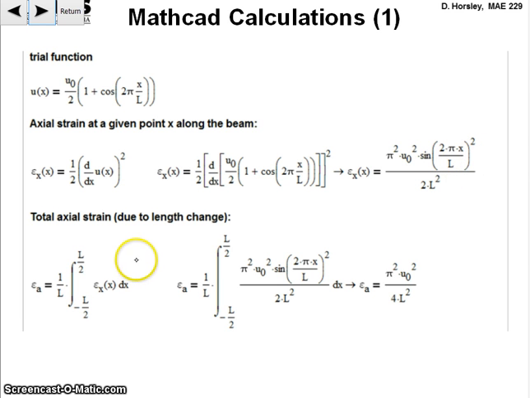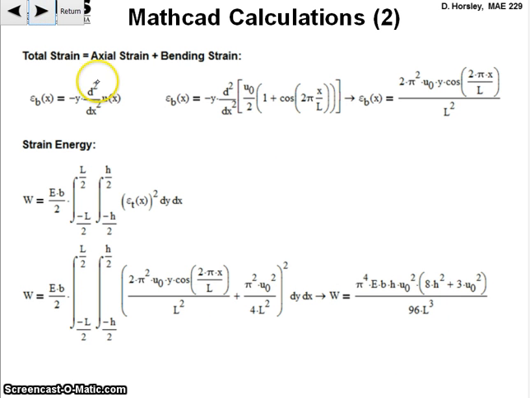So the total axial strain is the integral along the length of the beam here, and I called that epsilon sub a. Okay, so the axial strain here. And I evaluated this integral, and so what we end up with is the total axial strain. Okay? And so this axial strain is basically the axial strain anywhere along the beam as a result of this stretching.